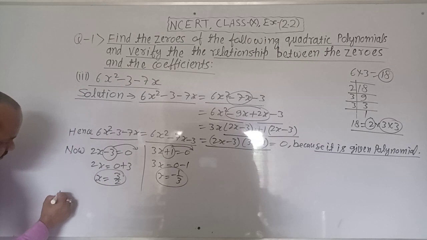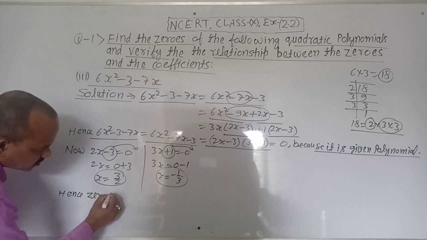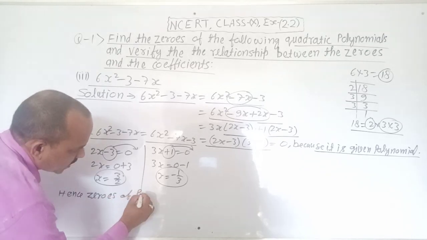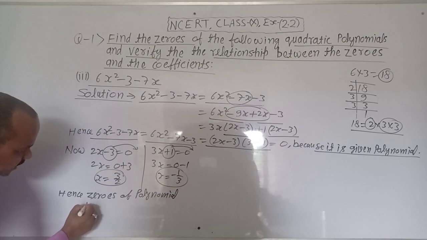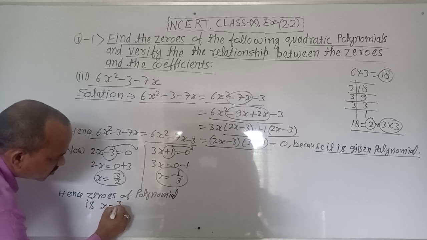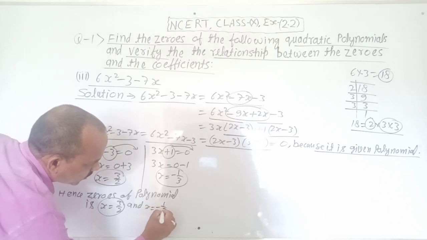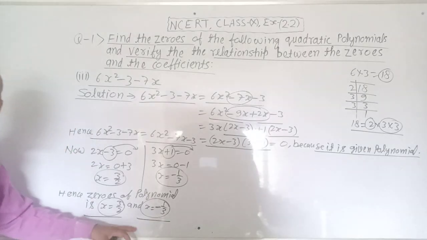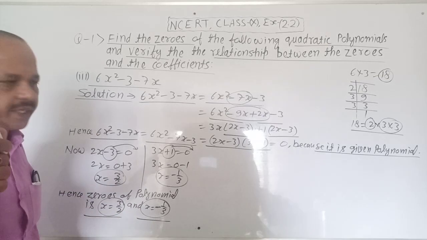Hence, zeros of polynomial is x equal to 3 by 2 and x equal to minus 1 by 3. It is zeros of polynomial. Zeros of polynomial is clear? No confusion about it? Very good.